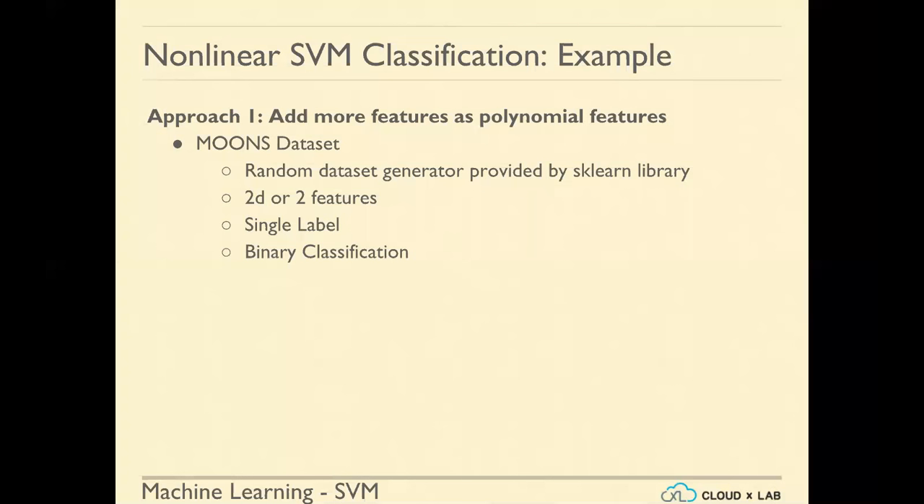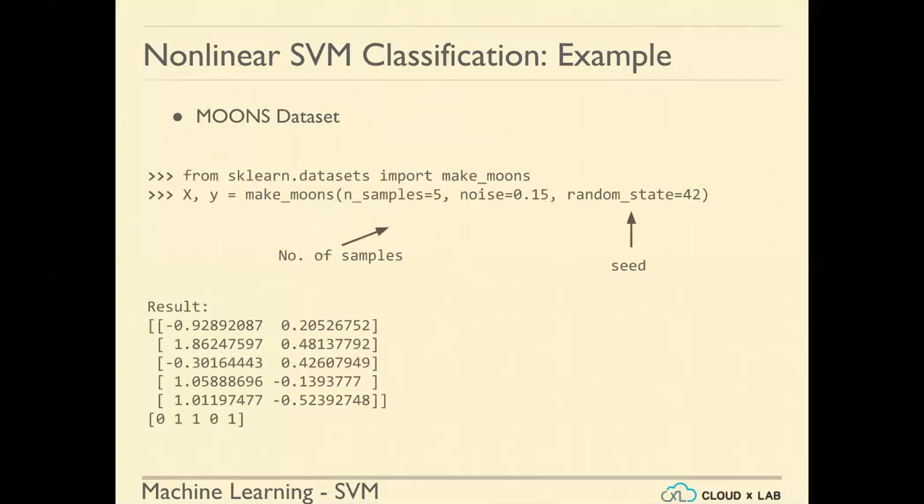there is a data set called the Moons data set. It's basically a random data set generator provided by the Scikit library. It has two dimensions, or you can say two features, and a single label, and it is generally used for binary classification. Okay, so we can use this function called make_moons, and it will generate the data.